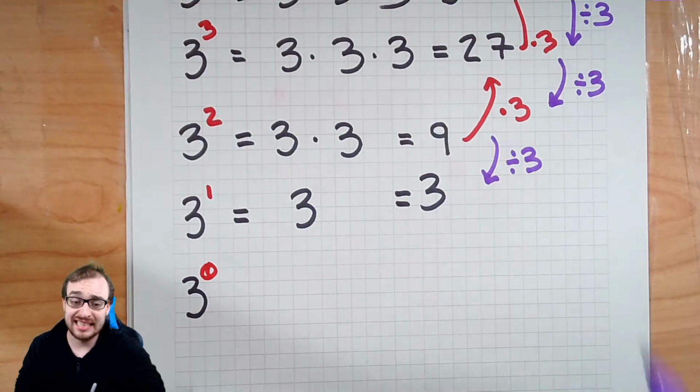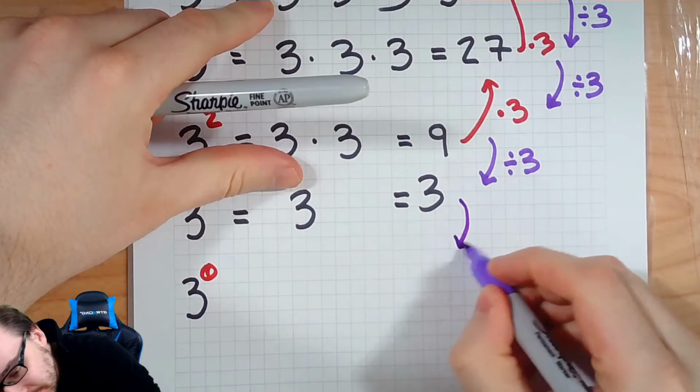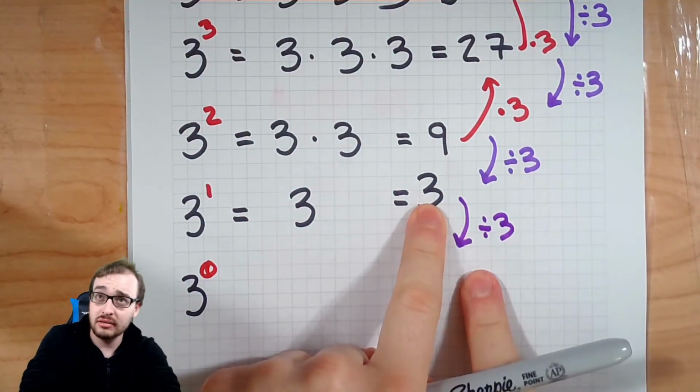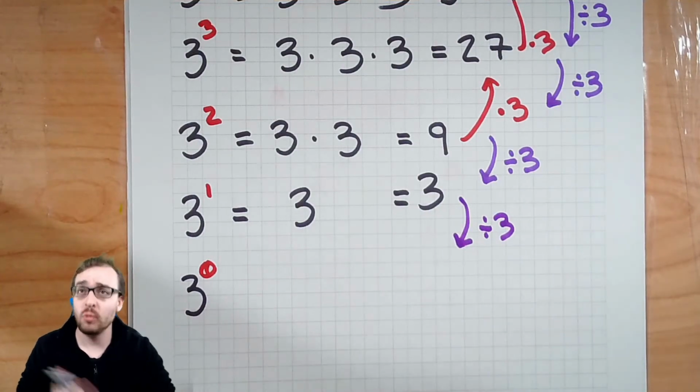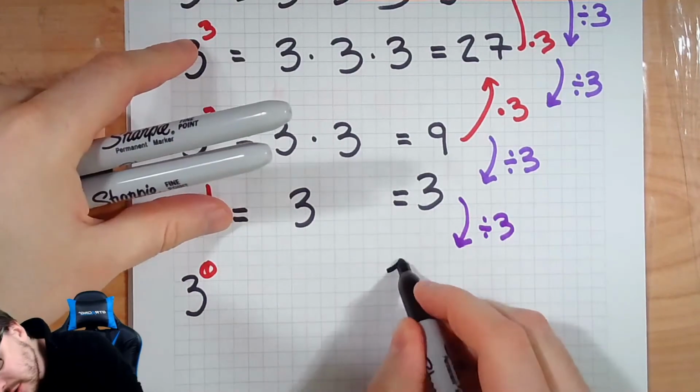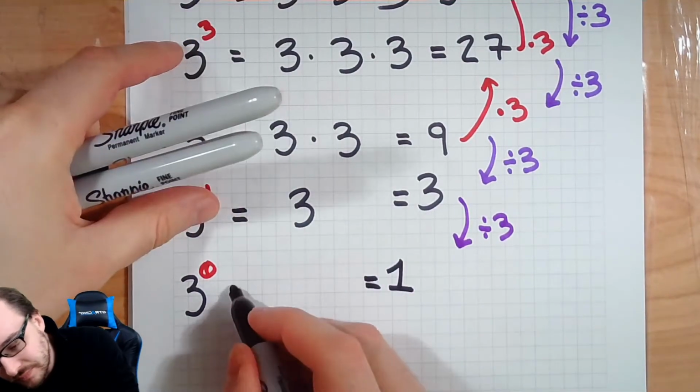So, following this pattern, going down, we're supposed to divide by 3, yeah? So if we take this answer and divide by 3, well, 3 divided by 3, anything divided by itself is 1. I hope I don't need to prove that to you. 3 divided by 3 will be 1, so our answer should be 1.